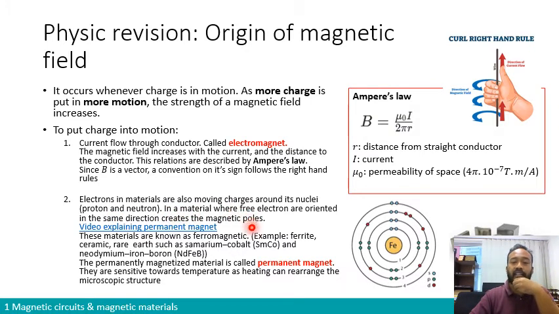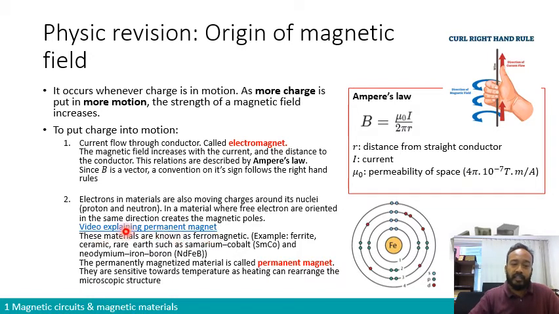In a material, basically there are a lot of atoms, and they have moving electrons. If these moving electrons are oriented in the same direction, then you will create magnetic poles. That basically describes how a permanent magnet is created. There is a very interesting link explaining how a material can become a permanent magnet. It has relations with the law of general relativity that I don't have the capability to explain.